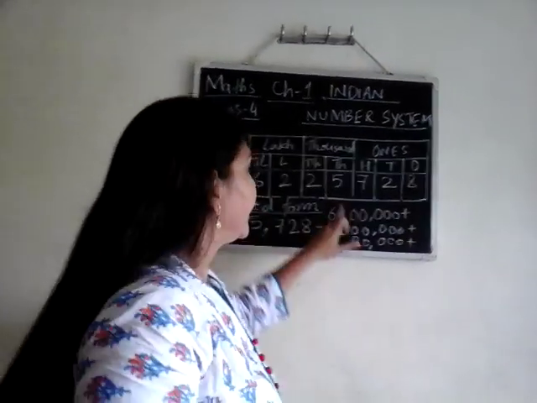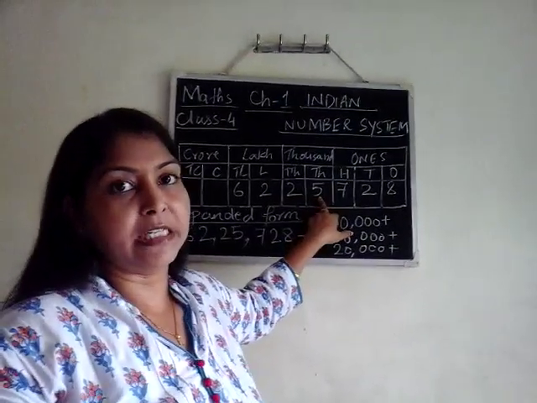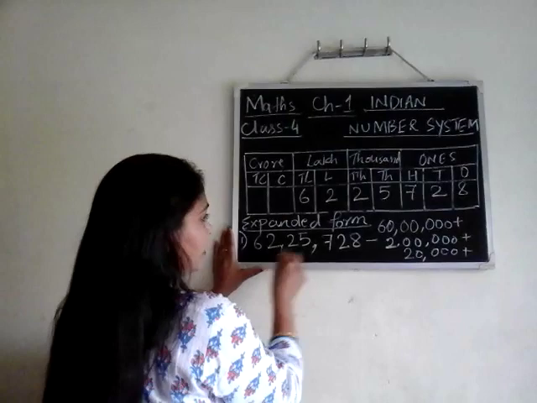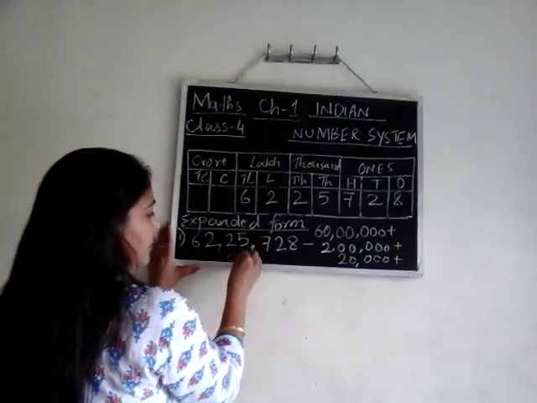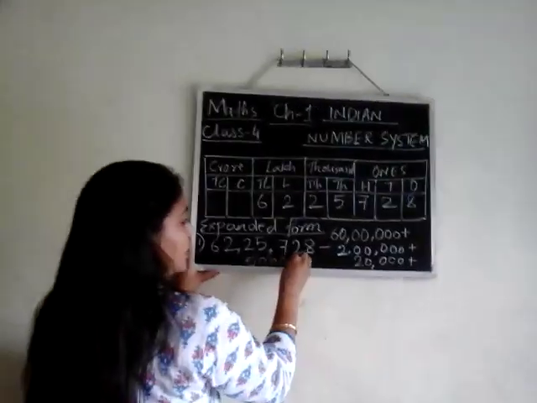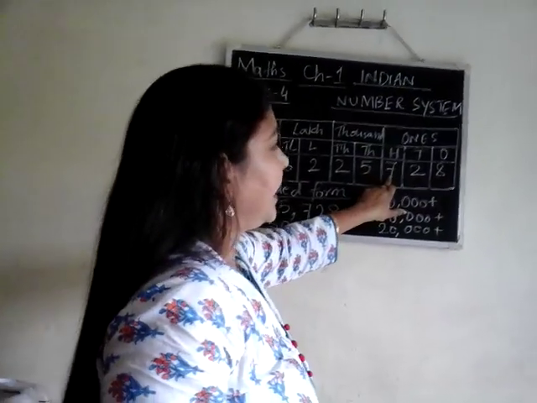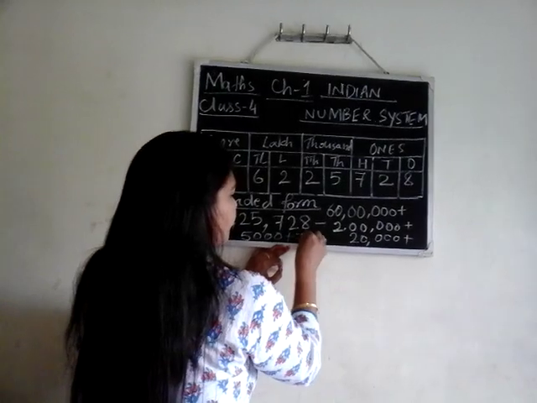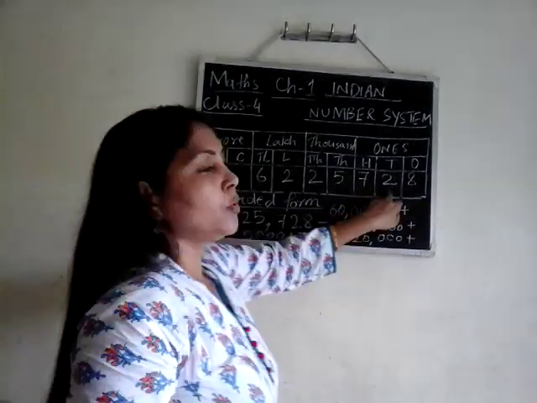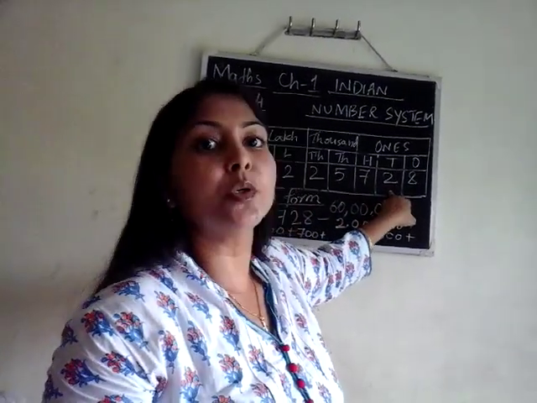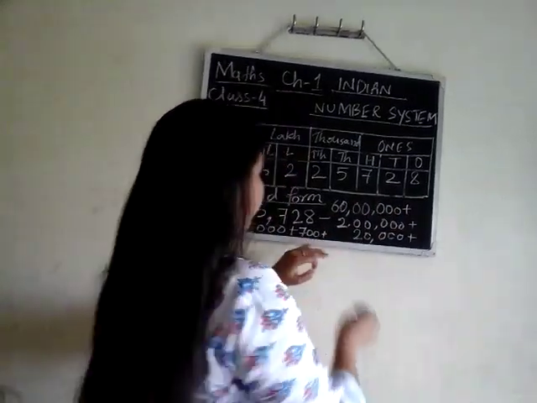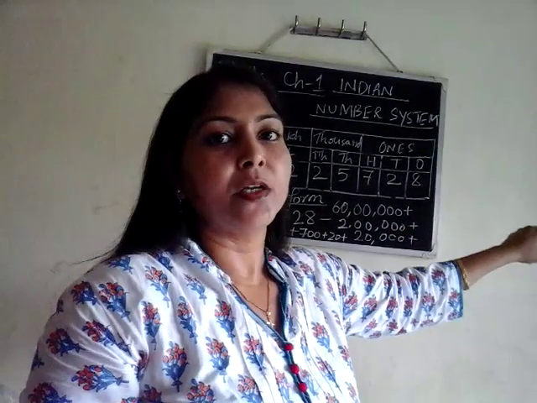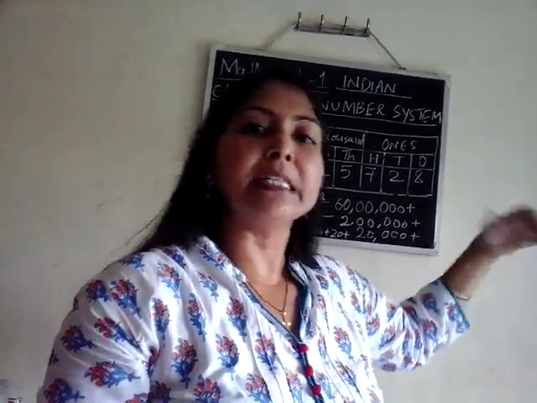Right? Now we have 5. The digit 5 is in thousands place. So I am going to write over here plus 5,000. Okay. Then 7 is in which place value? Hundreds place. 2 is in tens place. So 2 tens means 20. And 8 is in ones place. So 8 into 1 is 8 ones.